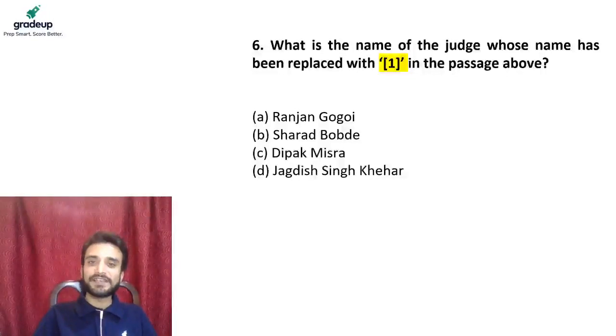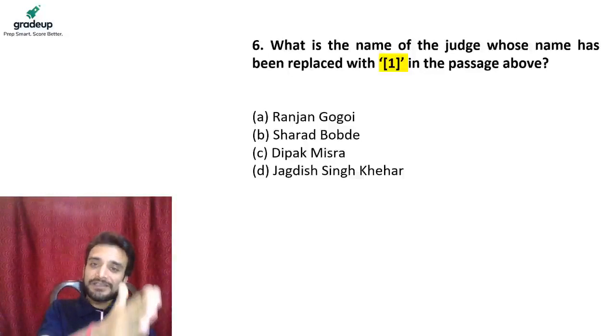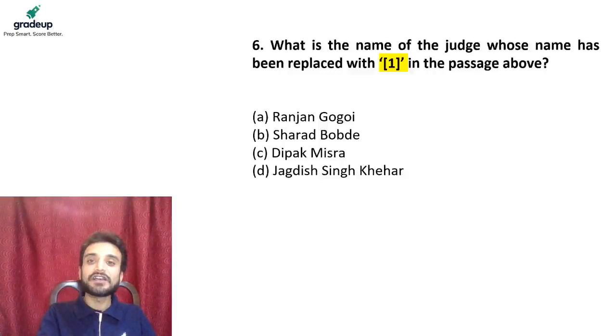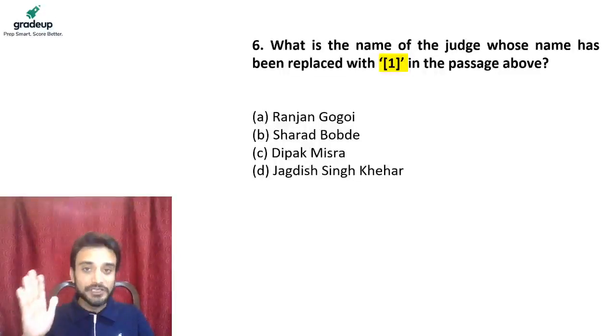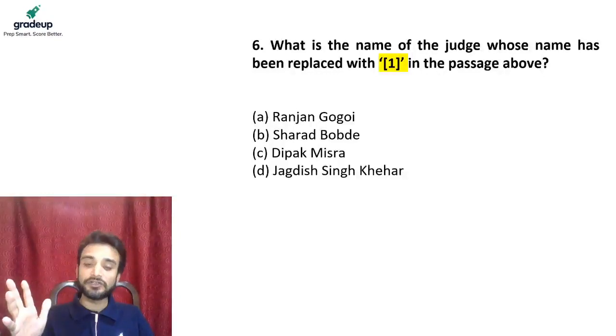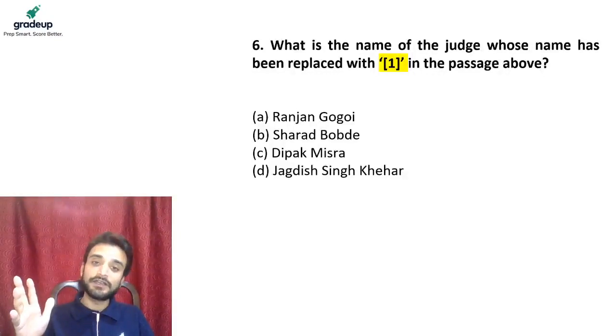Let's go to question number 6. What is the name of the judge whose name has been replaced with a blank in the above mentioned passage? That means we are referring to the name of the Chief Justice of India who was a part of the bench that held that the office of the Chief Justice of India comes within the ambit of the Right to Information Act. Is it Justice Ranjan Gogoi? Is it Sharad Arvind Bobde? Is it Justice Deepak Mishra? Or is it Chief Justice of India Jagdish Singh Khehar?